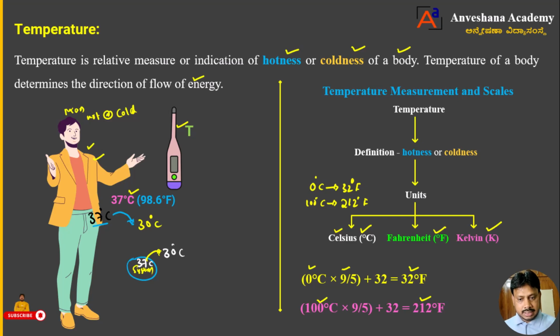Similarly, I can convert degree Celsius to Kelvin also. How can I calculate? I can convert 0 degree Celsius into Kelvin by adding 273. So then I am going to get 273 Kelvin. If I want to convert 100 degree Celsius into Kelvin, what do I have to do? I can convert it by adding 273. If you add 273 to degree Celsius, you get the answer in Kelvin. That is nothing but 373 Kelvin. So like that, I can express temperature in terms of degree Celsius, Fahrenheit, or Kelvin, dear student.